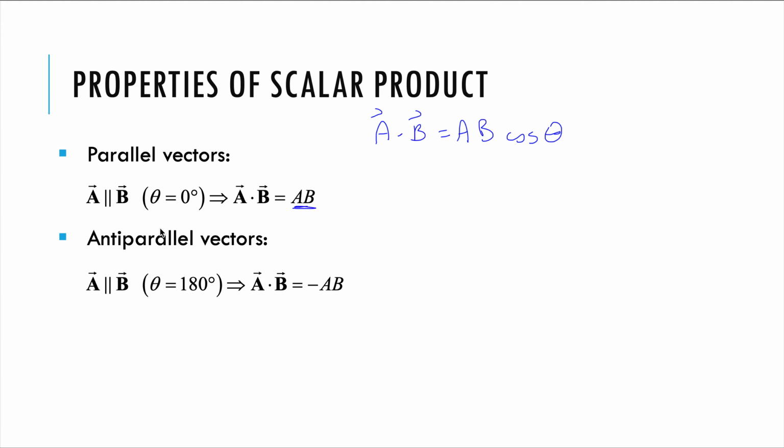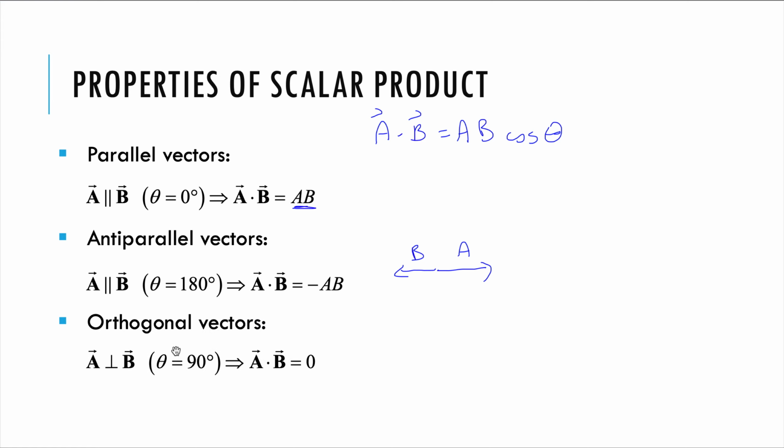If vectors are anti-parallel, that means that they're parallel but they're pointing in opposite directions. So vector A goes this way, vector B goes this way. Well, in this case, the angle between them is 180, so when you do cosine of 180 you get -1, and you get that the dot product of two anti-parallel vectors is going to be negative AB, where A and B are the magnitudes of each vector.